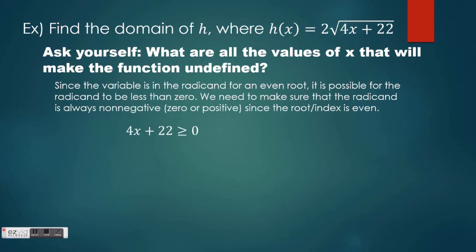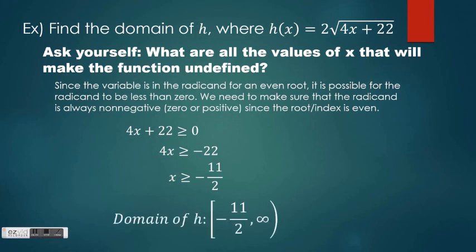4x plus 22 is greater than or equal to 0. I'm using 4x plus 22 because that's the radicand. If we solve this inequality, we get x must be greater than or equal to negative 11 over 2. So the domain of h then is going to be the interval negative 11 over 2 all the way to infinity. Notice that for negative 11 over 2, I have a bracket that shows that we are including the endpoint. That is because we're using the notation of greater than or equal to.